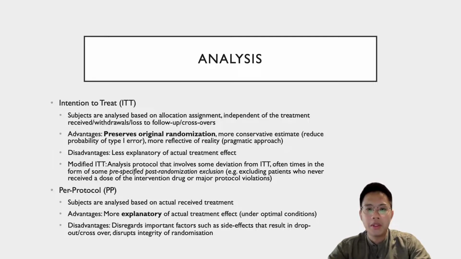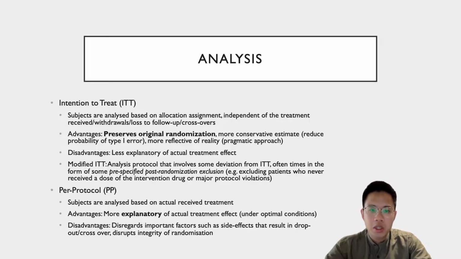And finally, we talk about the analysis. So by and large, there are two main ways to analyze results in an RCT. First, the intention to treat analysis, where subjects are analyzed based on the initial allocation assignment, independent of the treatment that they actually receive or whether they withdrew, crossed over or were lost to follow-up. Versus a per protocol analysis, where subjects are analyzed based on the actual treatment that they receive. For most RCTs, especially in the context of a superiority trial, we usually want to see an intention to treat analysis. Why is this so?